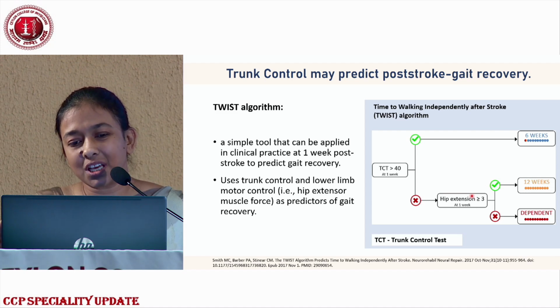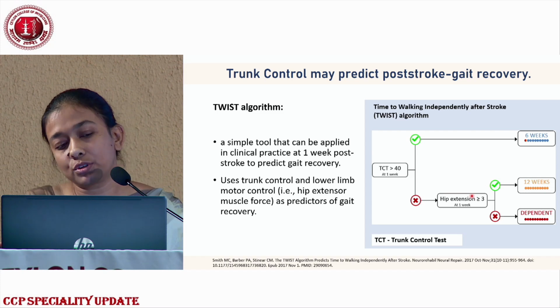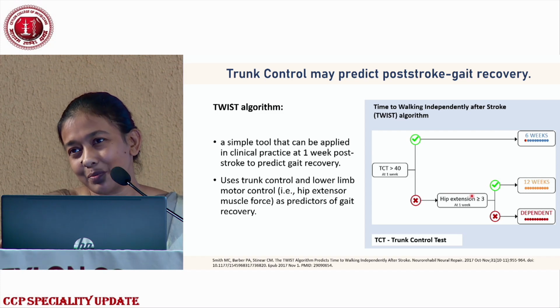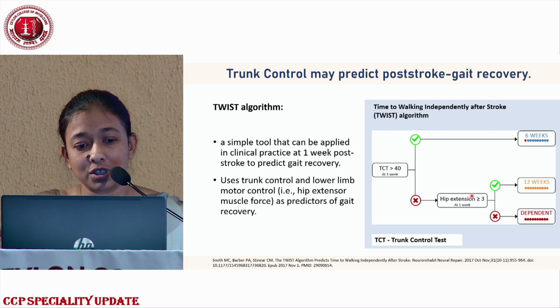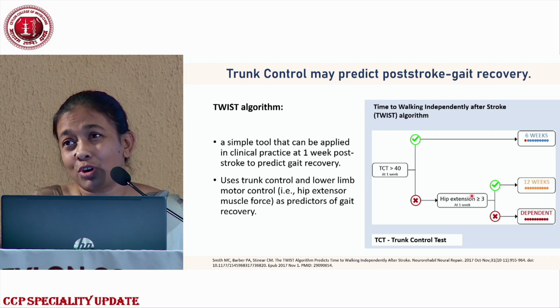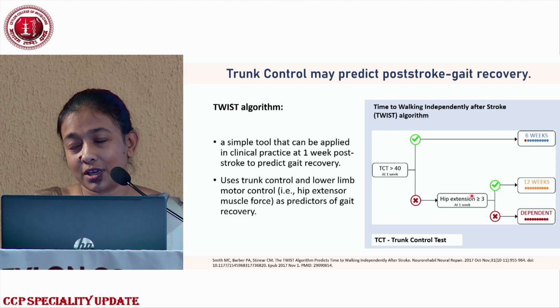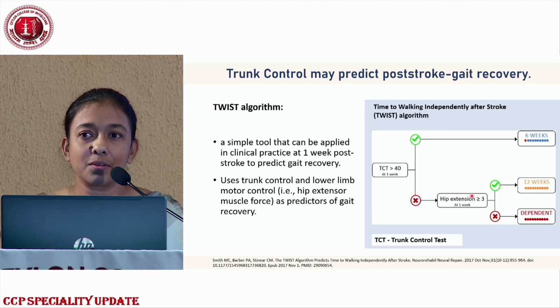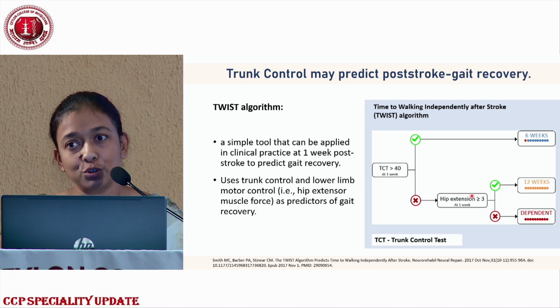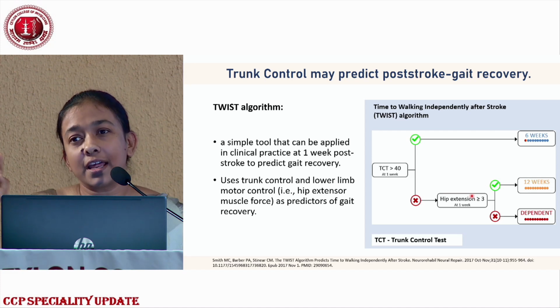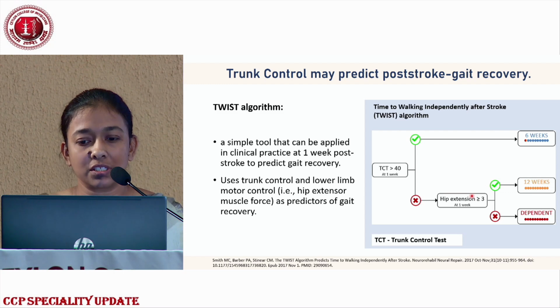The TWIST algorithm, time to walking independently after stroke. It's a simple tool that can be applied 1 week post-stroke. And it's not rocket science, it's obvious. It uses two clinical measures. One, trunk control, measured by the trunk control test, which I'm going to talk about in the next slide. And the hip extensor muscle power.